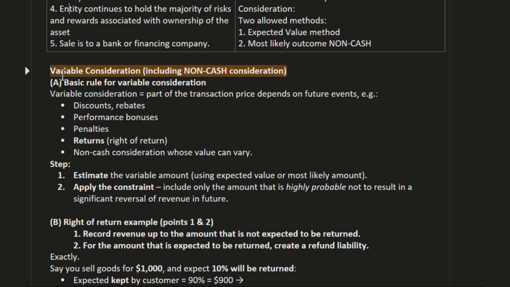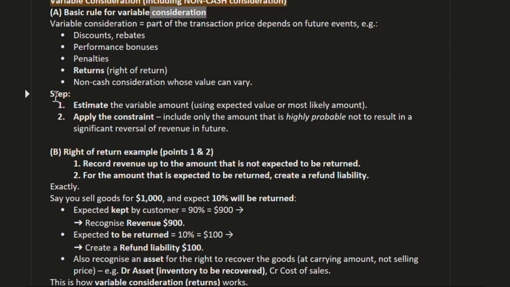Now, the first topic is variable consideration including non-cash consideration. The basic rule: variable consideration is the part of the transaction price that depends on a future event. Examples: discounts, rebates, performance bonuses, penalties, rights of return, and non-cash consideration whose value can vary. Steps: we estimate the variable amount using expected value or most likely amount. Apply the constraint: include only the amount that is highly probable not to result in a significant reversal of revenue in the future.